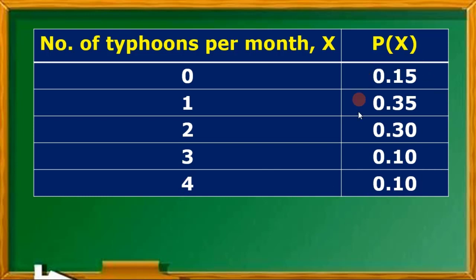If we combine these, the total probability should sum up to 1, as discussed in our previous lessons. Now we have 0.15 or 15% plus 35%, that's 50%. Then 0.30 plus 0.1 plus 0.1 becomes 0.5 or 50%, a total of 100%, or simply 1. The sum is 1, so this is a probability distribution.